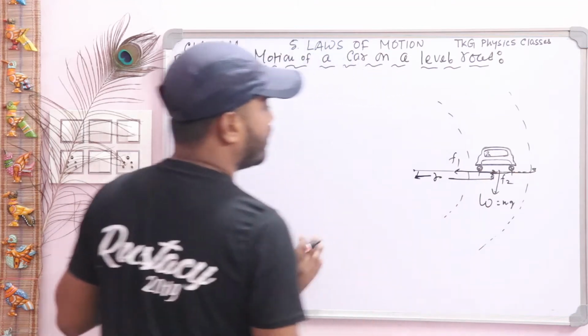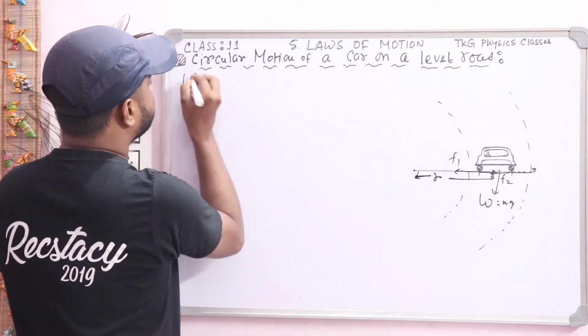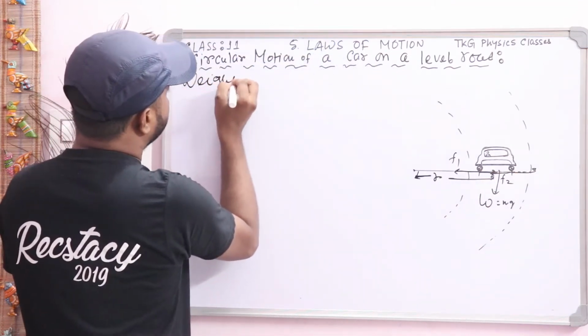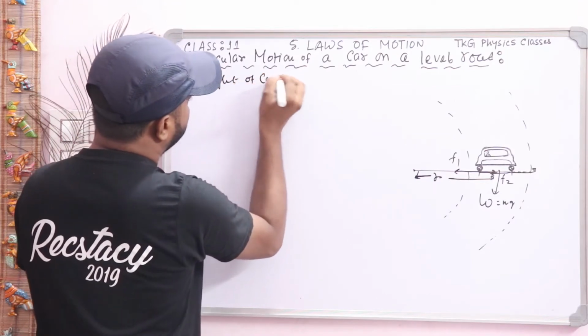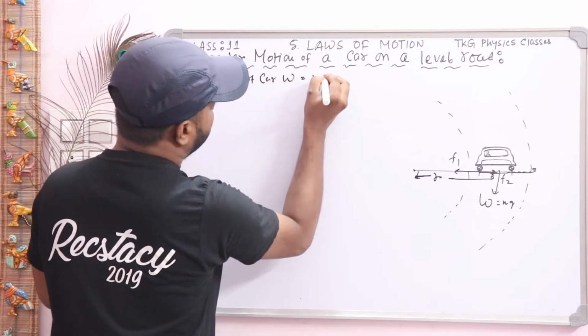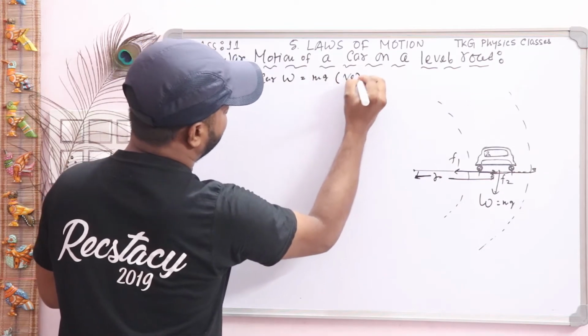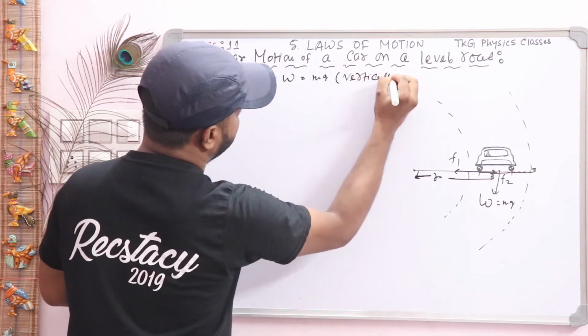Okay, write it. So here the weight of the car W, that is mg, is directed vertically downward.